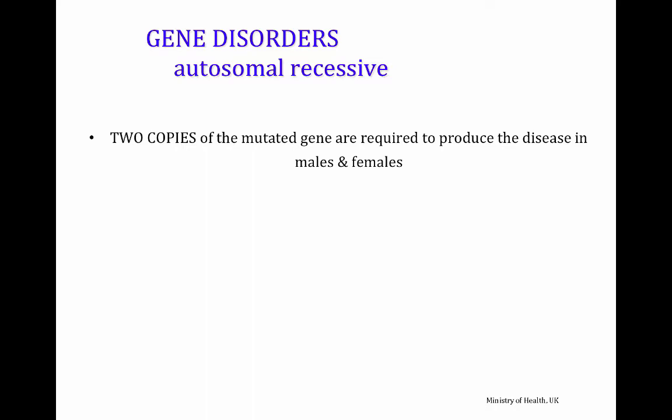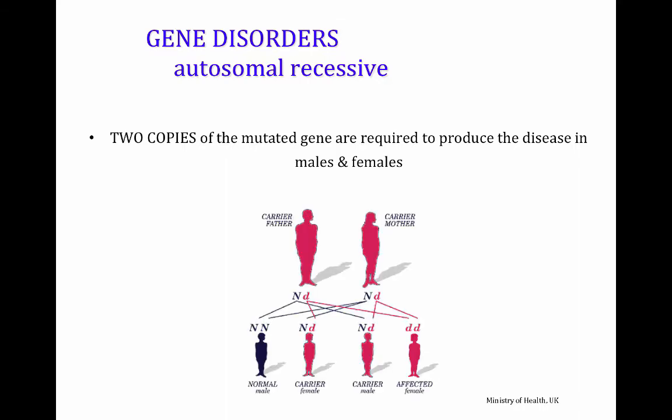In autosomal recessive gene disorders, 2 copies of the mutated gene are required to produce the disease in males and females. This diagram shows parents, each of whom is a carrier. They themselves are not expressing the condition because it is a recessive condition. And if you look at the bottom, you can see that the average chance of having a child inheriting both mutated genes is 1 out of 4. We have a normal male, a carrier female, a carrier male, and an affected female.